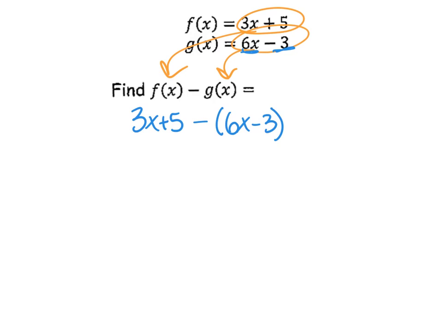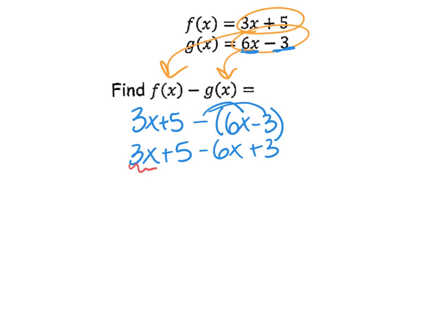So remember how negative and subtraction are the same thing. So you got to distribute this. So here's what I get when I rewrite it. 3x plus 5 minus 6x. Now, negative times negative 3 is what? Say it out loud. Positive 3.